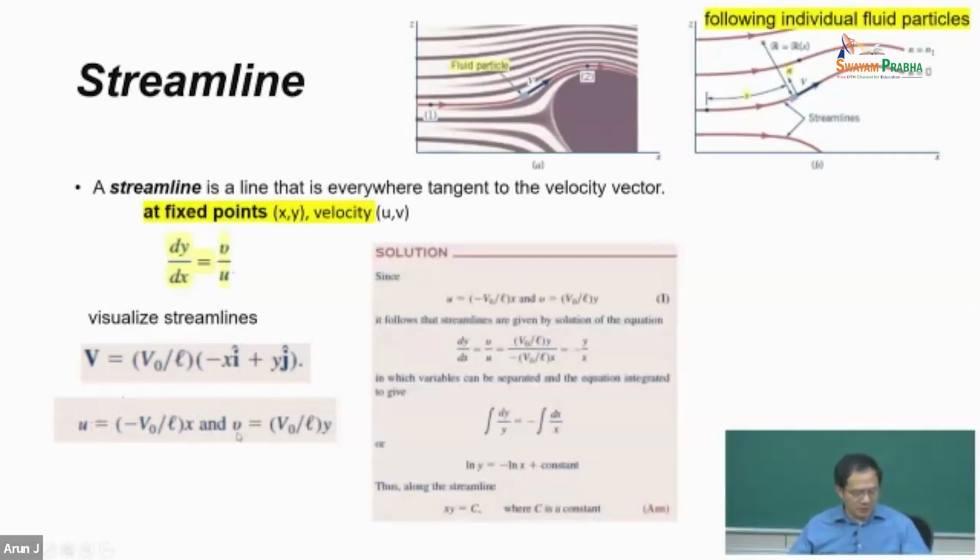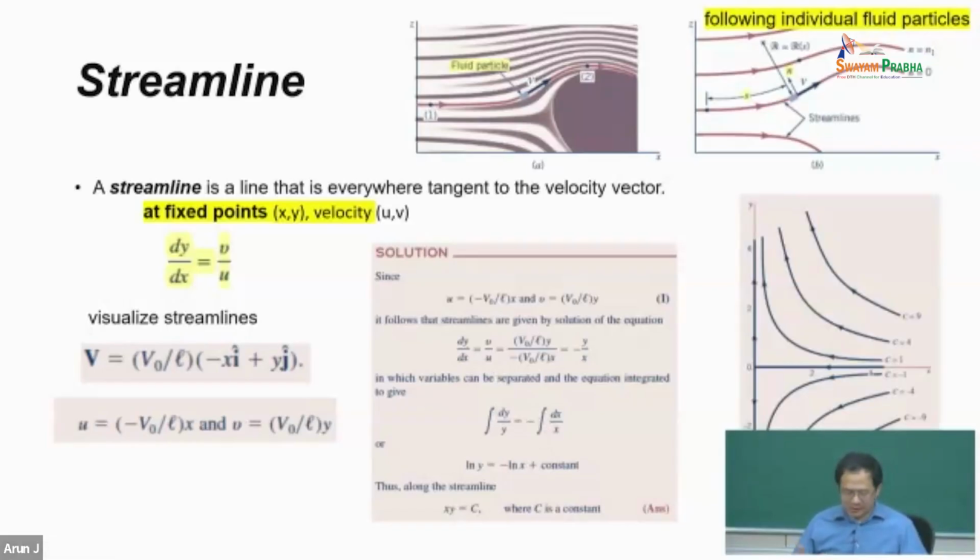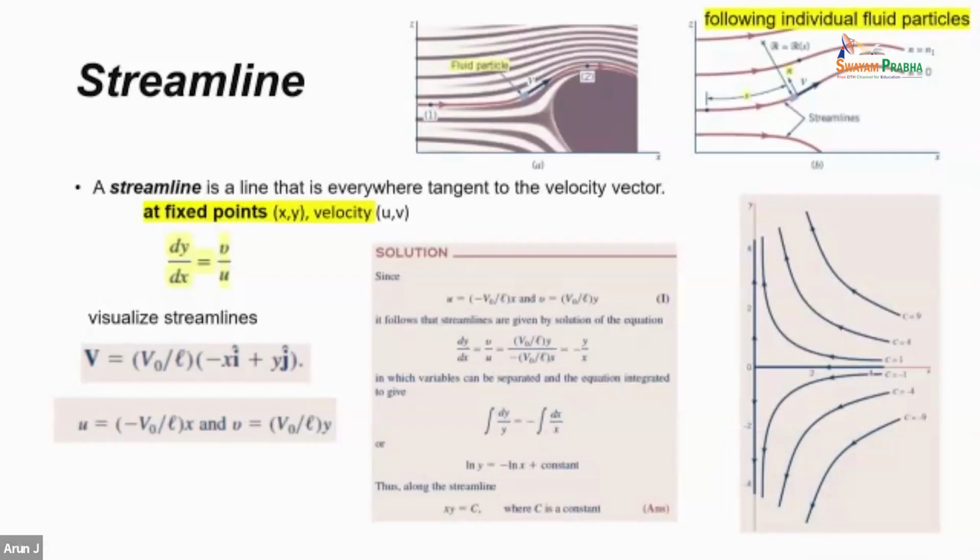Okay, so given the u and v and the definition of streamline, you put dy/dx equal v divided by u. You have v and u here, so you can write dy/dx equal negative y divided by x. Then you go through this integration, and you find the function along the streamline. That means x times y equals c. Therefore, you can draw the streamline function.